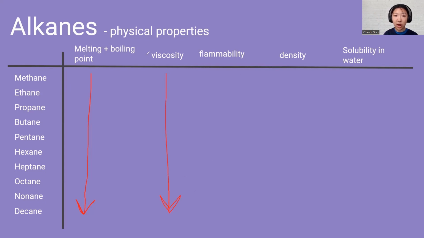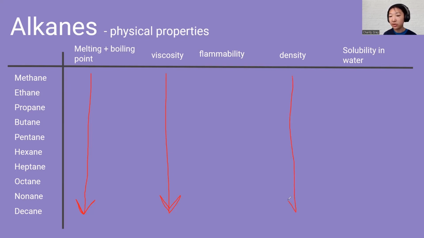I'm going to skip flammability right now. We're going to come back to it. We're going to talk about density. So again, density is about how it floats compared to other fluids. And obviously, the more dense an object is, it means it's heavier than another object in fluids.